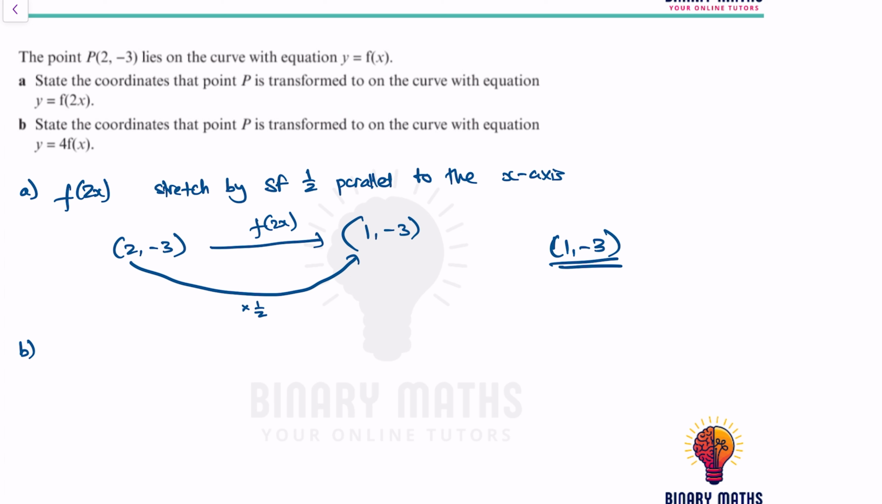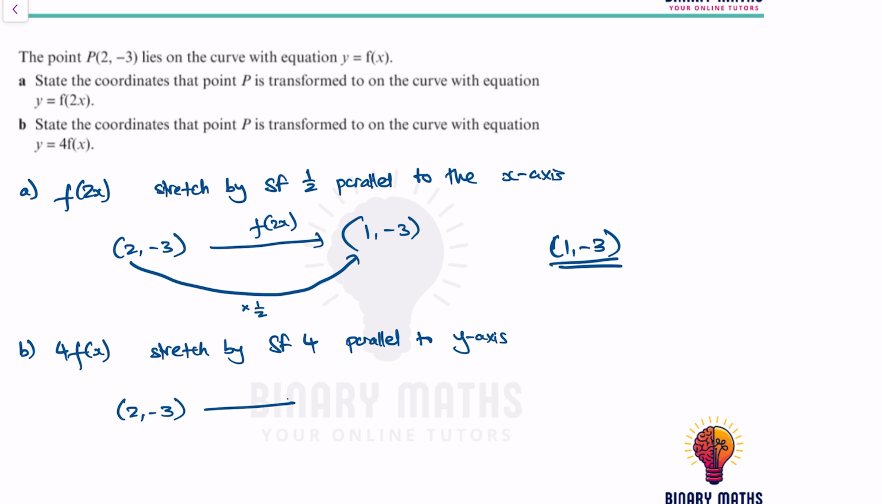B, we've got state the coordinate that point P is transformed to on the curve with equation y is equal to 4 times f of x. 4 times f of x, the 4 is outside the bracket, so you keep the 4. So stretch by scale factor 4, and it's parallel to the y-axis because it's outside the bracket. So that means the point (2, -3) under the transformation 4f of x, the y-coordinate multiplies by 4, which is minus 3 times 4, which is minus 12. So (2, -12) is the answer.